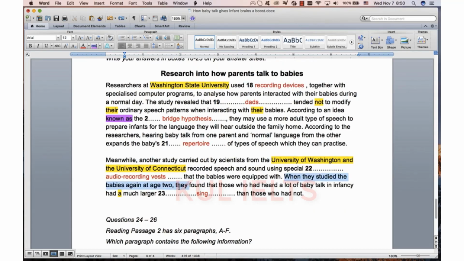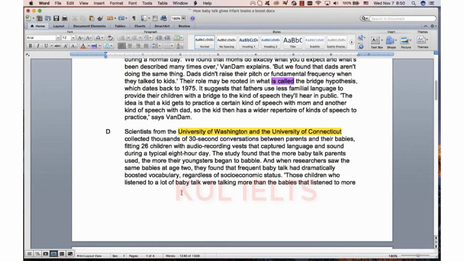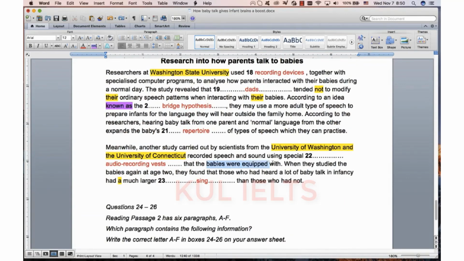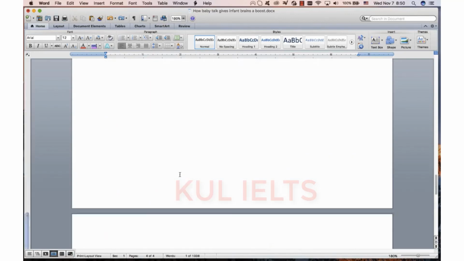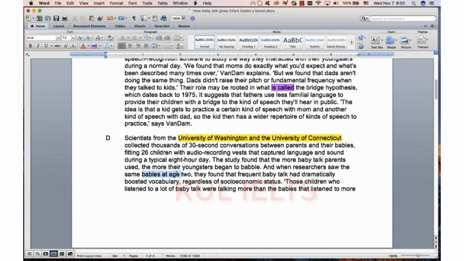And the babies again at age 2. You can't really paraphrase age 2. Remember, with these summaries, I'm going very quickly, but it's a really good idea to try and find all of the bits and pieces in between, because it really helps you to find where you are. So this one really helped us to find this sentence where we should be looking, because there it is over there.